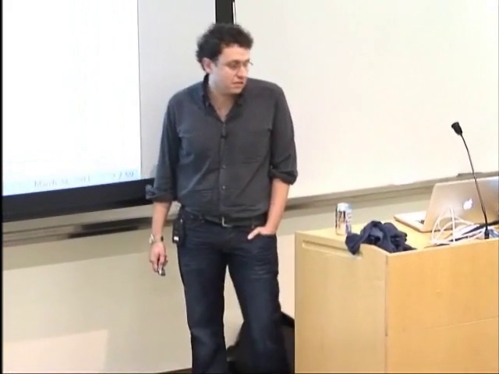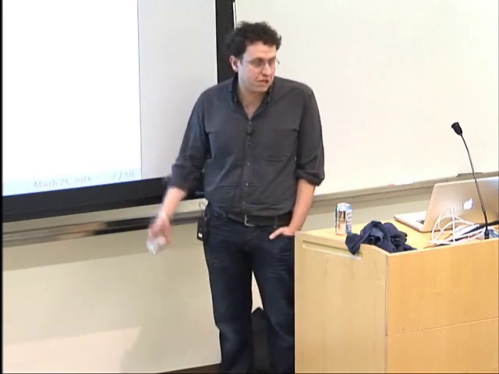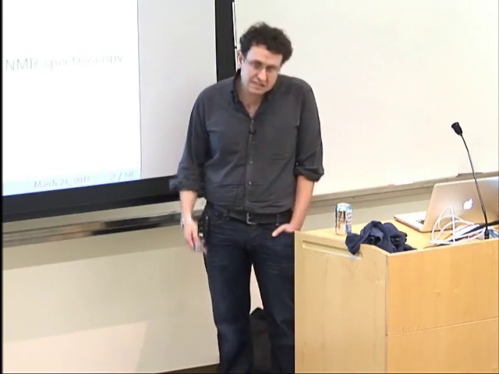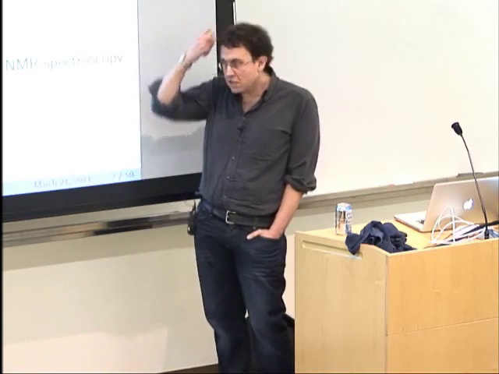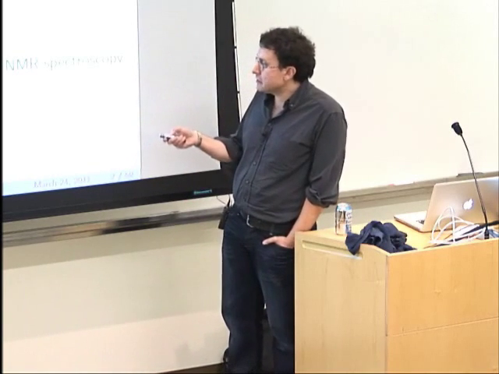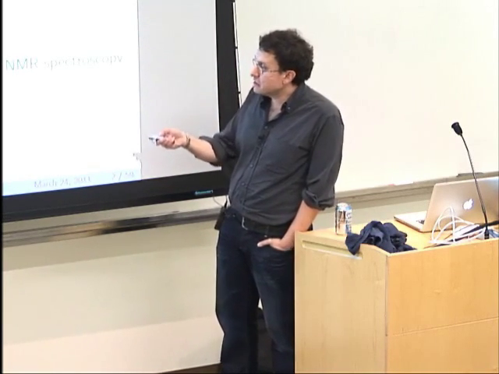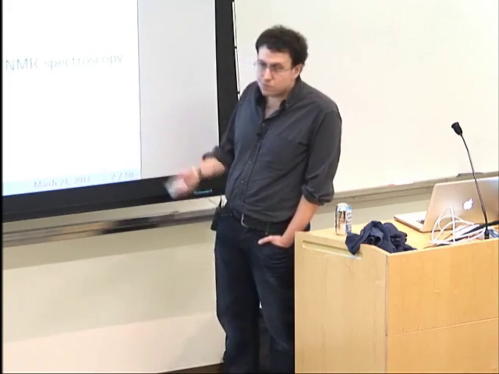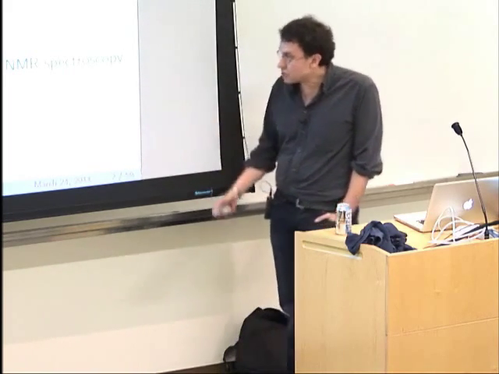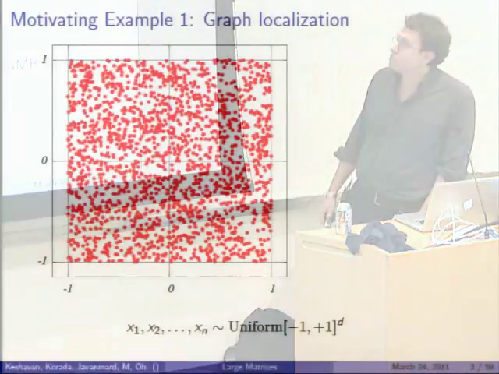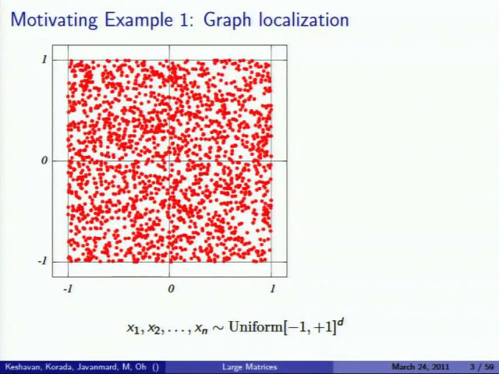One is graph localization. What is this? You have a cloud of points in a low-dimensional space, say in the plane, and you want to find the points' positions from some measurements. This has a number of applications. One is manifold learning and dimensionality reduction. One is positioning. There are applications in NMR spectroscopy. But to have in mind a simple model, here is one.